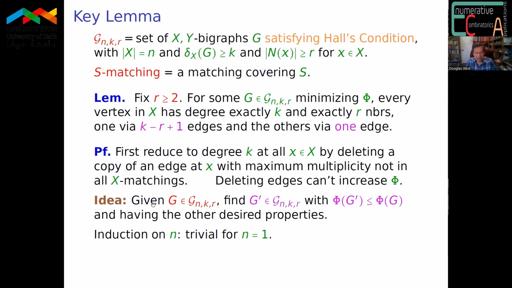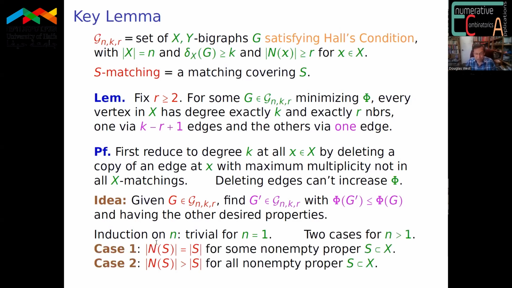So now the idea is that if we're given a graph like this, we want to find a new graph that's also in the family that has at most as many maximum matchings as we had before. And these maximum matchings will all be X matchings because I'm assuming we satisfy Hall's condition. So I will not increase the number of maximum matchings, and I will enforce all the other desired properties up here. So it's trivial when n is 1.